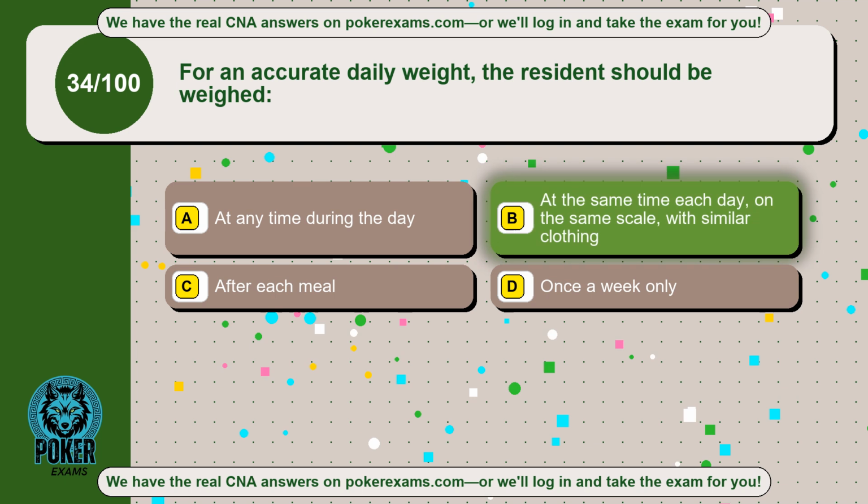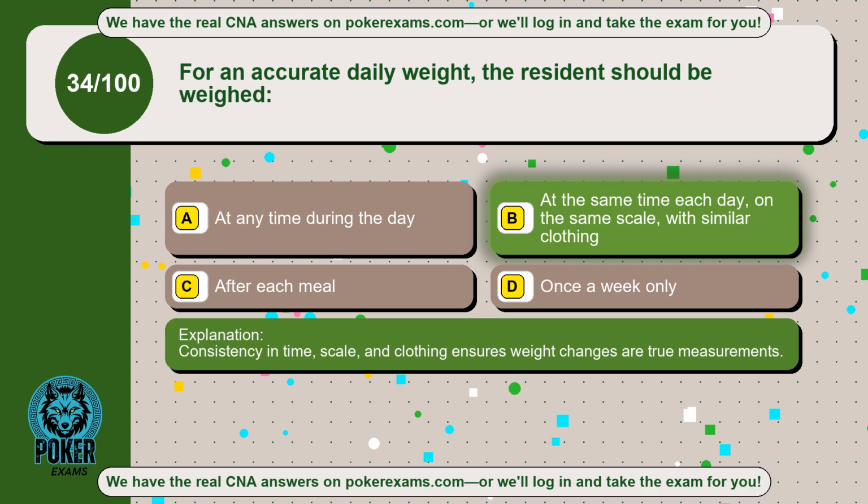The correct answer is option B, at the same time each day, on the same scale, with similar clothing. Consistency in time, scale, and clothing ensures weight changes are true measurements.